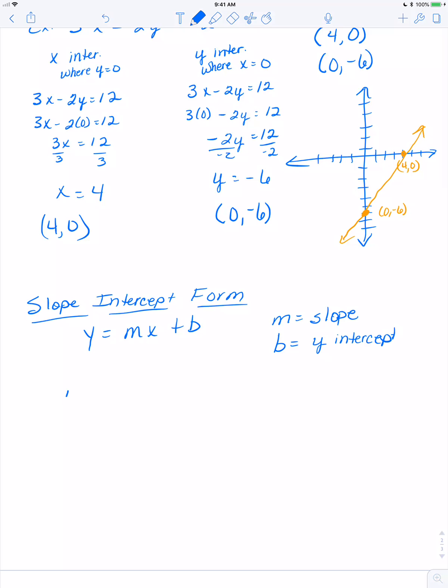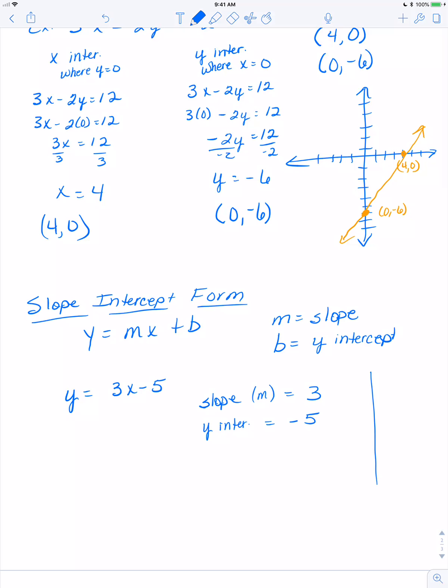So first, let's just look at an equation. If we have y is equal to 3x minus 5. Okay, what is the slope of this line? Well, if you're in that same format, y is equal to mx plus b, the m in this equation is 3. So we have a slope of 3. And then the y-intercept is at -5.